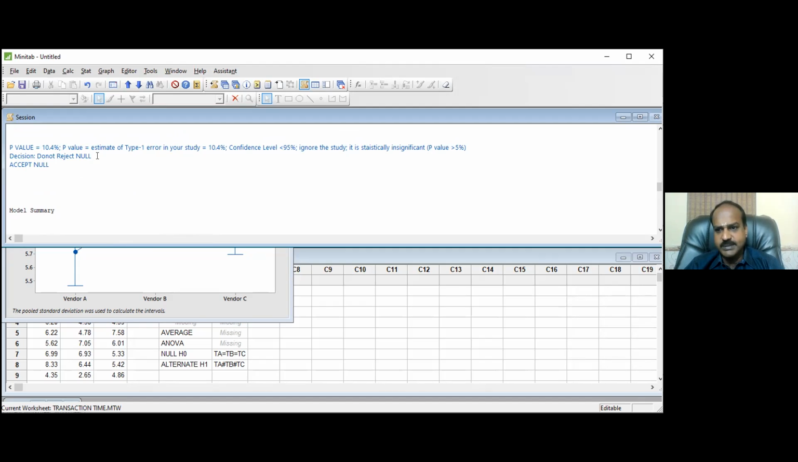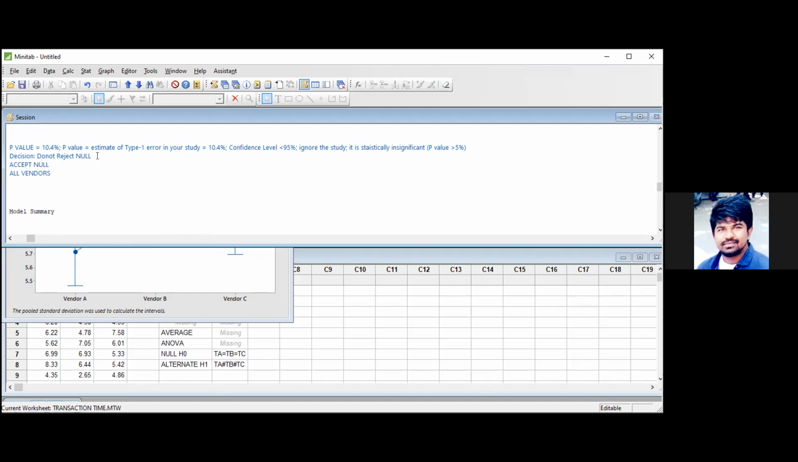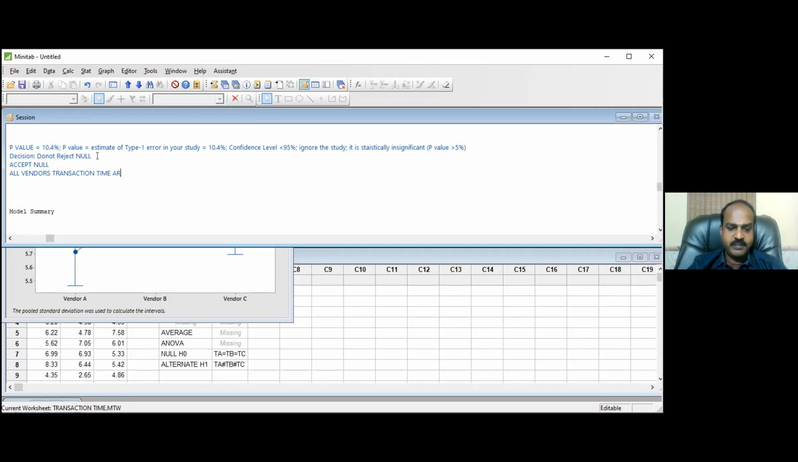What is the meaning of accept the null? All vendors' transaction times are equal. So what should you do as a manager? Renew the contract with all three vendors. That's all. This is what you should do.